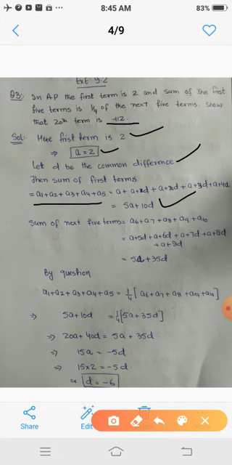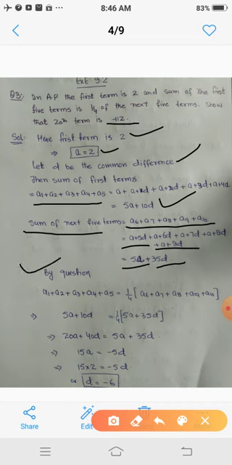Now the sum of the next 5 terms, or second 5 terms, is A6 plus A7 plus A8 plus A9 plus A10. We know that if A is the first term and D is the common difference, then the nth term is A plus n minus 1 times D. So the sixth term becomes A plus 5D, while the 10th term becomes A plus 9D. By adding these terms, we get 5A plus 35D.